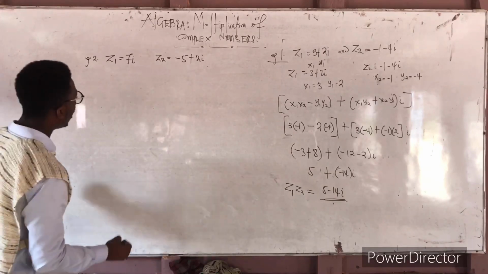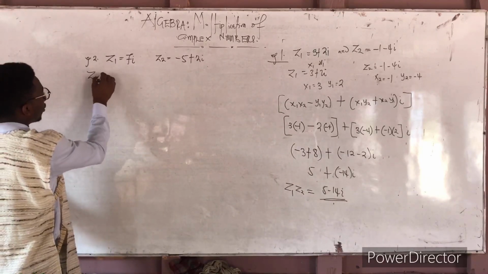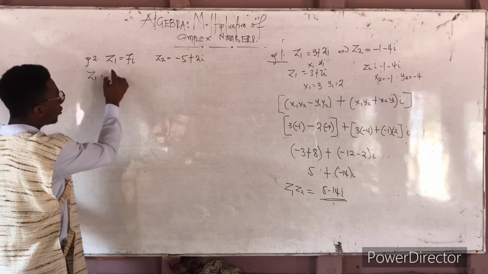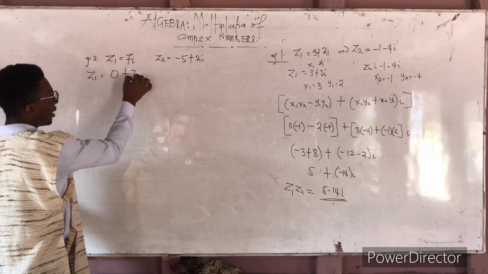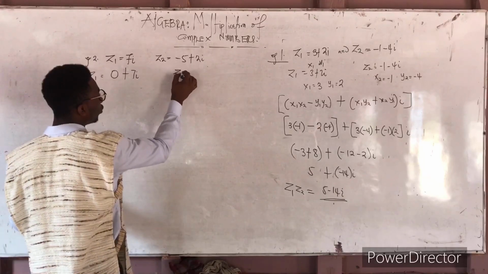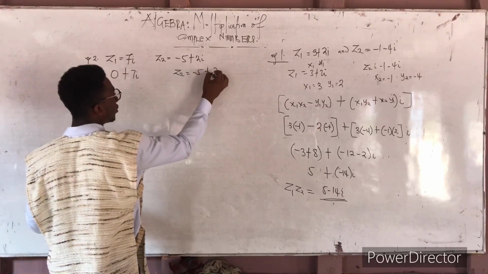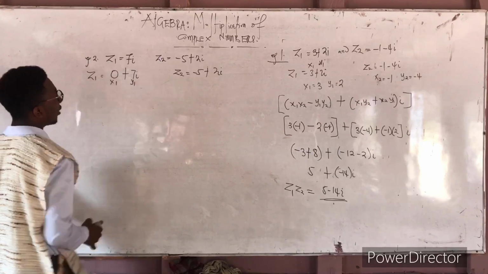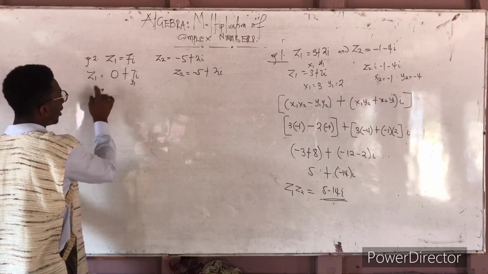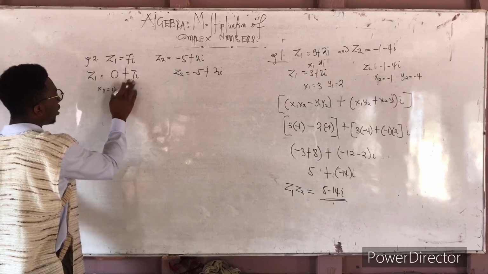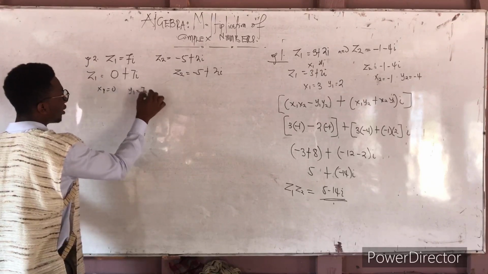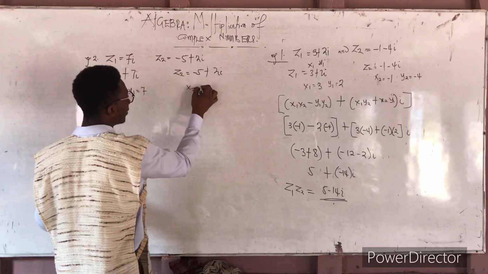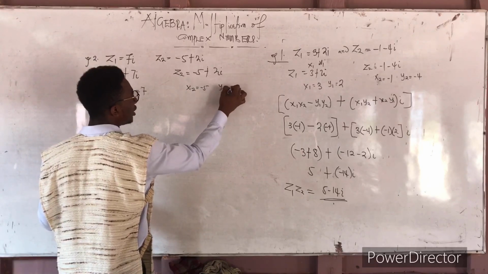Going through the same procedure, from z1, you don't have any real part here. So the real part is 0, 0 plus 7i. From z2, you have minus 5 plus 2i. So therefore, here becomes x1, y1. Our x1 here is 0, our y1 here is 7, our x2 here is minus 5, and our y2 here is 2.